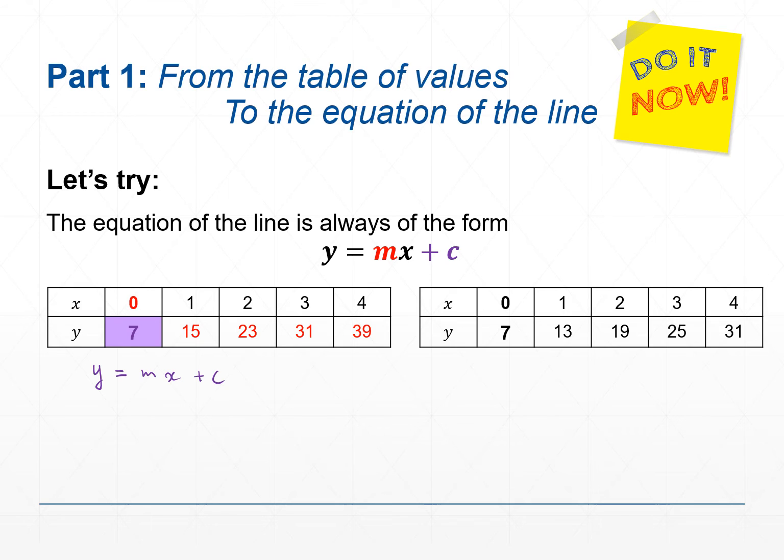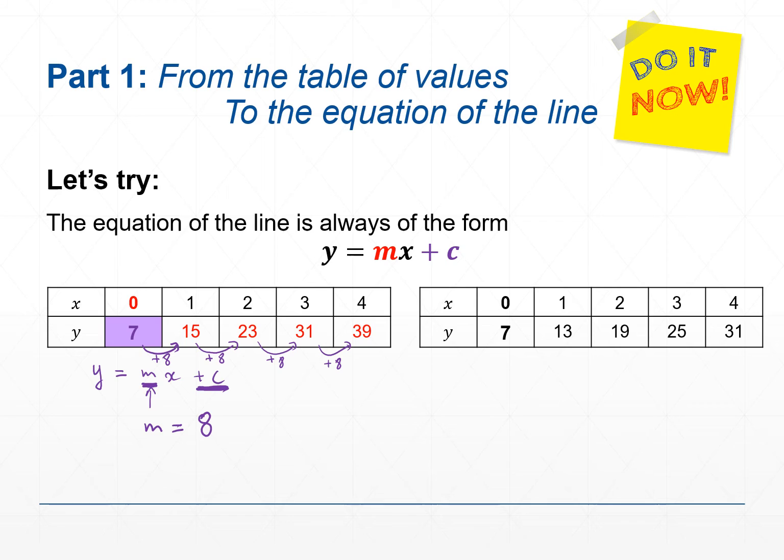To write the equation of a line, I need to work out two parts. I need to work out the value of m, called the gradient, and the value of c, called the y-intercept. How do I find m? It's how much I go up by. So here, I go from 7 to 15, I'm adding 8. Let's check that it's the same all the time. 15 to 23, I am adding 8. 23 to 31, I'm adding 8. So my gradient is 8.